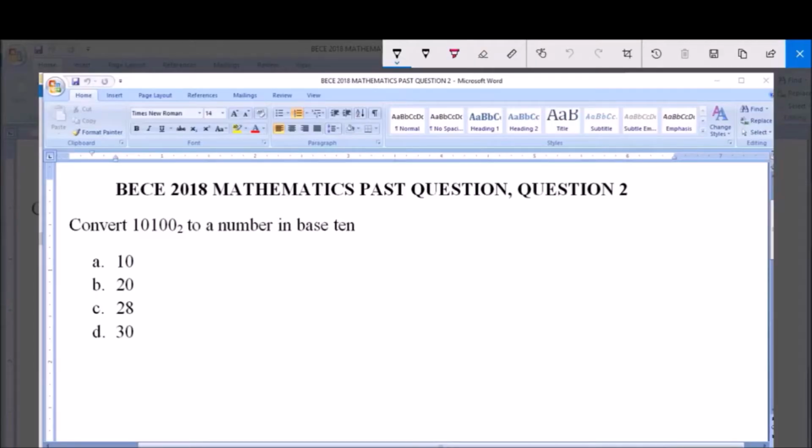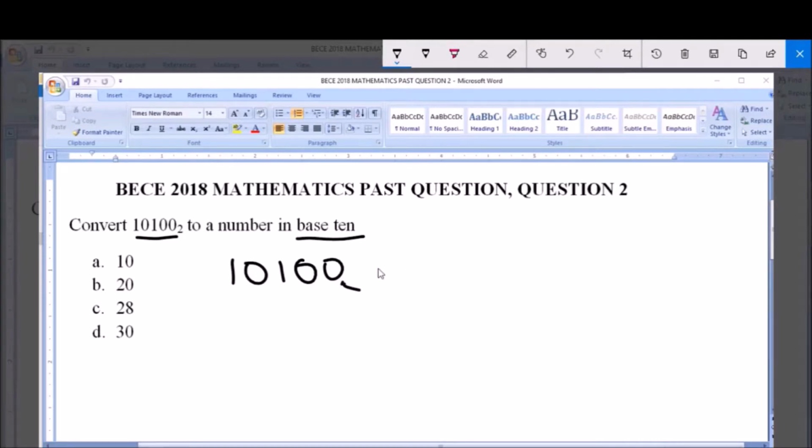Today we're going to be dealing with BECE 2018 Mathematics Past Question 2. Convert 10100 from base 2 to a number in base 10. A 10, B 20, C 28, and D 30. So we're given a number which is in base 2, 10100 in base 2, and we have to convert this number to a number in base 10.